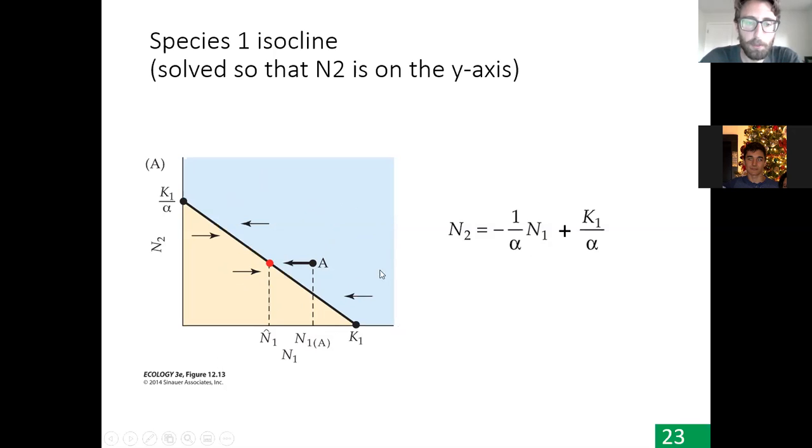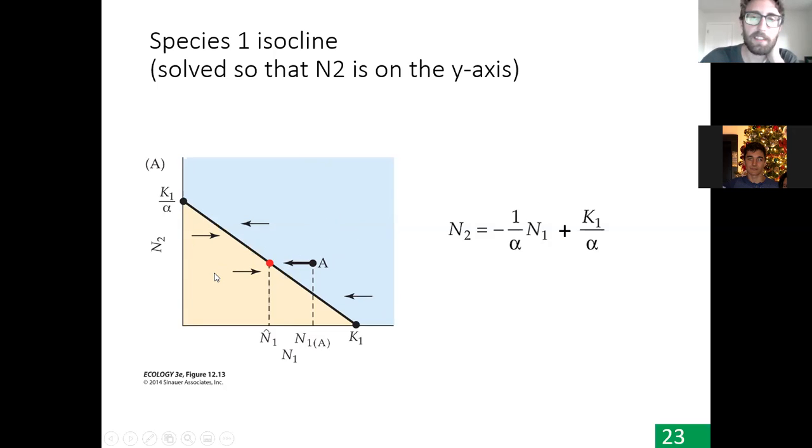And so yeah, in this blue region of the graph, either the species 1 abundance or the species 2 abundance is so high that the growth rate of species 1 is negative, and so it's going to decline. And that's shown with these arrows pointing to the left. That's species 1 declining in this blue section of the graph.